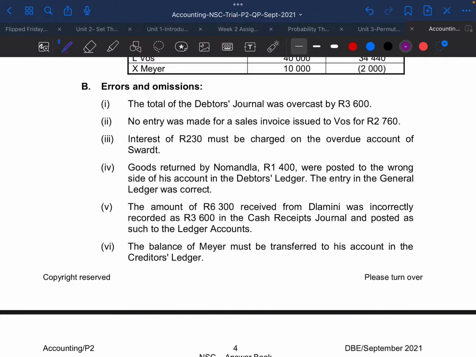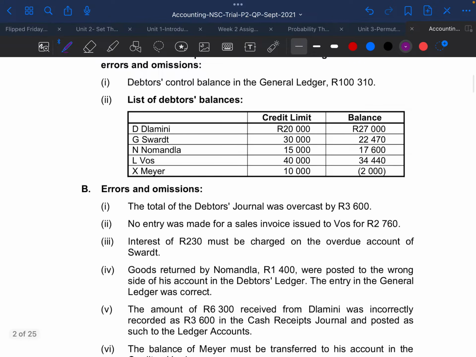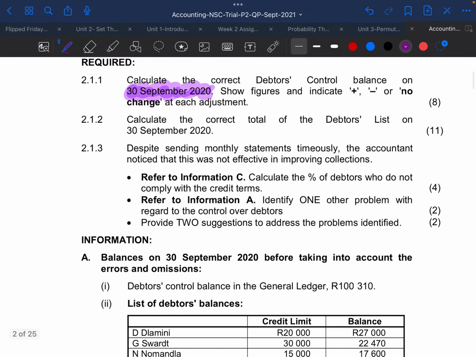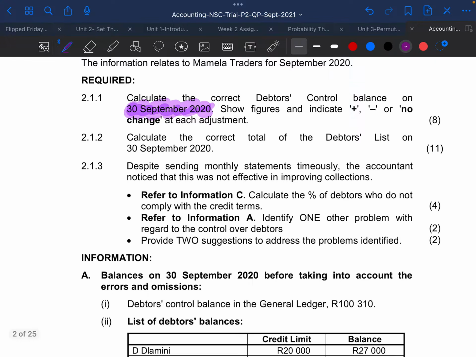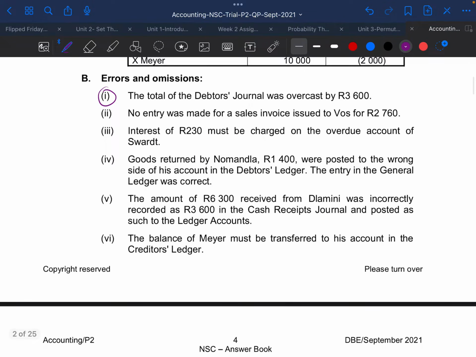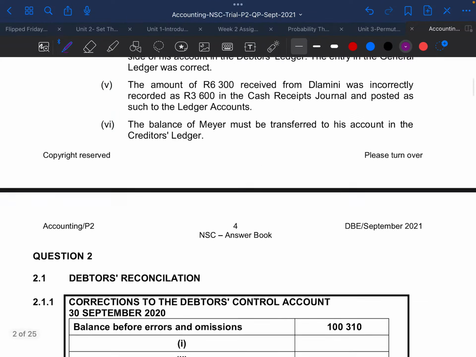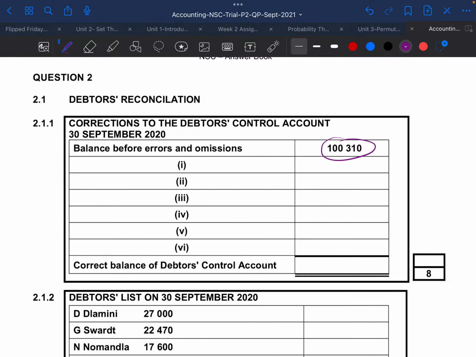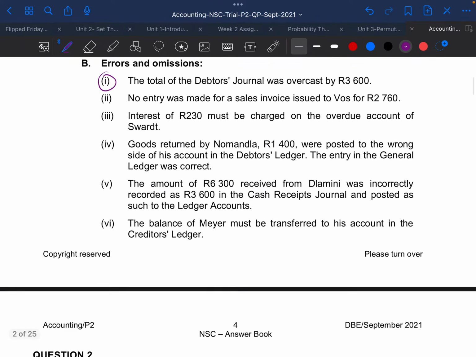So the first adjustment that we're gonna look at is this one, because we are required to reconcile our books, which are the debtors control in this question. So we're supposed to calculate the correct debtors control balance. Right, so the first one says the total of the debtors journal was overcast by 3,600, which means this balance was overstated by 3,600. So here we're just gonna say minus 3,600.